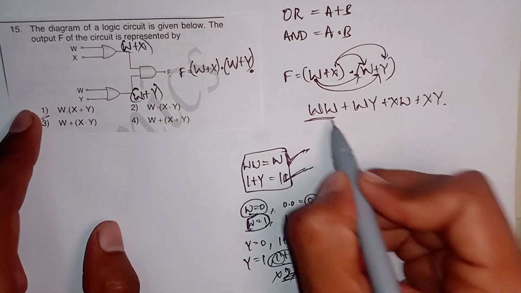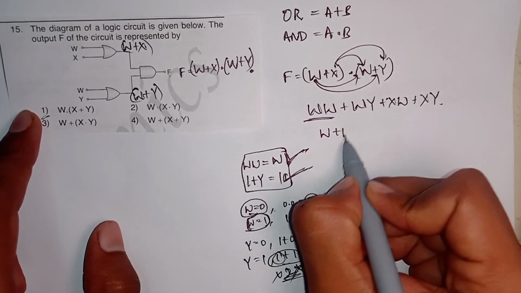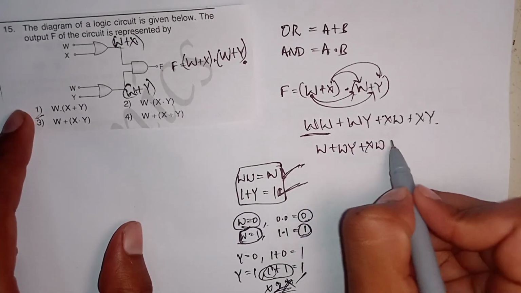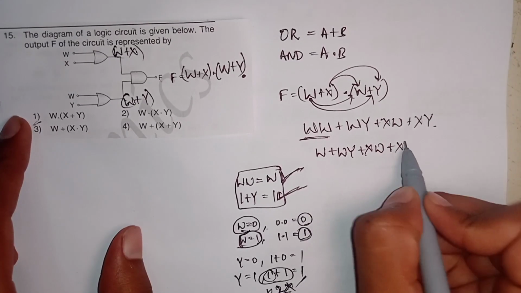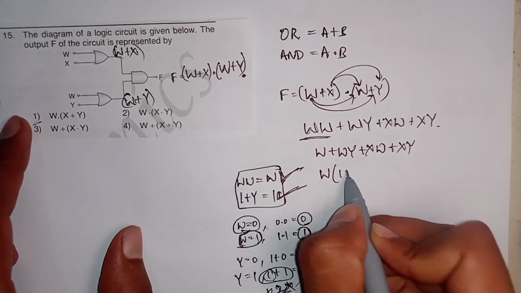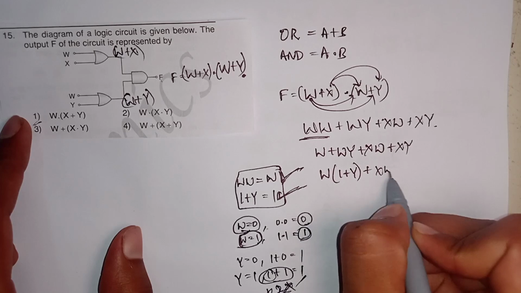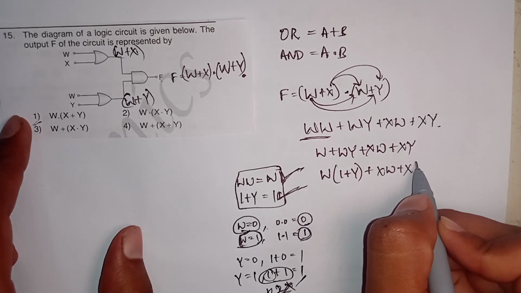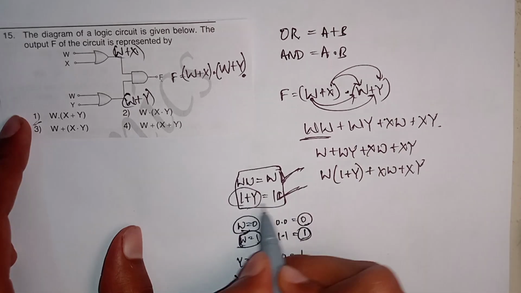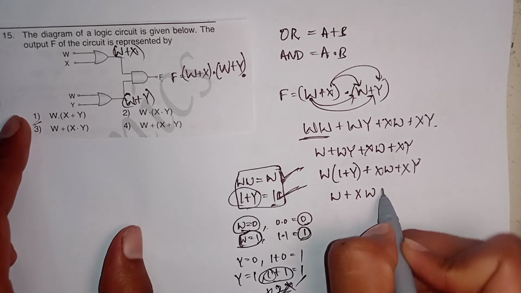Okay. W dot W, we can write as W only, plus WY plus XW plus XY. See, we can take W common here, that is W times (1 plus Y), plus XW plus XY. See, 1 plus Y, as I have told, is 1 only. So W plus XW plus XY.